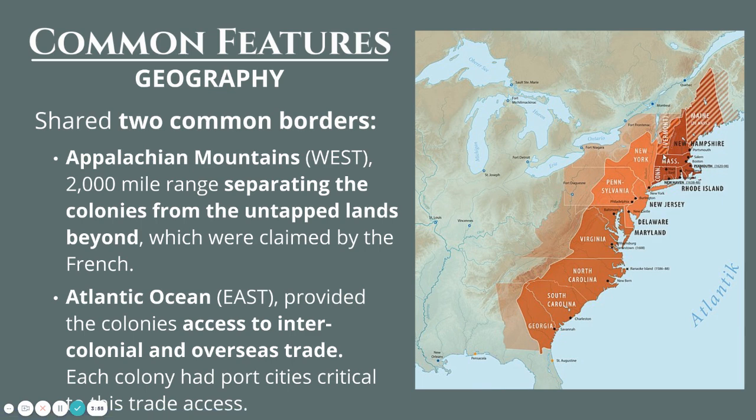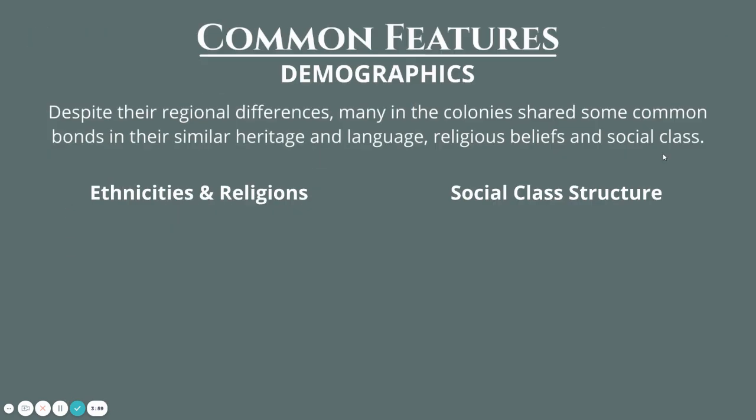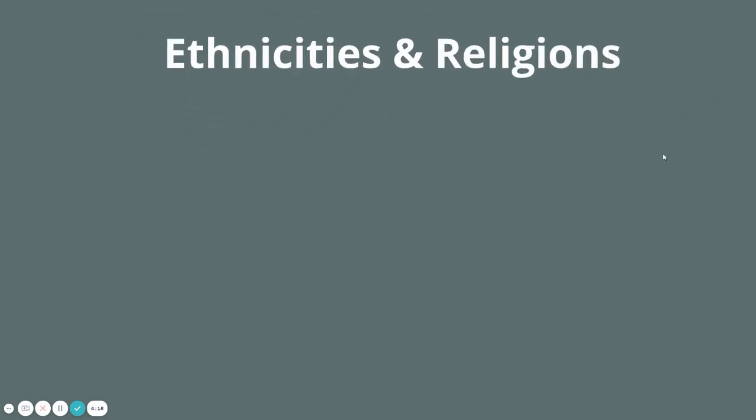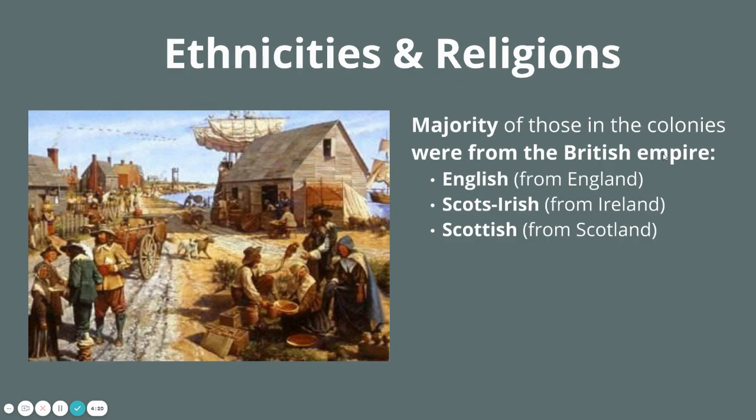But really, the geography wasn't what united the colonies together as one. Really, it was the Britishness of those 13 colonies. And so we're going to be speaking now to the demographics. So as I say here, despite the regional differences, many of the colonies are going to be sharing common bonds in their similar heritage and language, their religious beliefs, and their social class. So in our notes, we discussed the ethnicities and the religions that really unite all of these people together. So let's start first with the ethnicities.